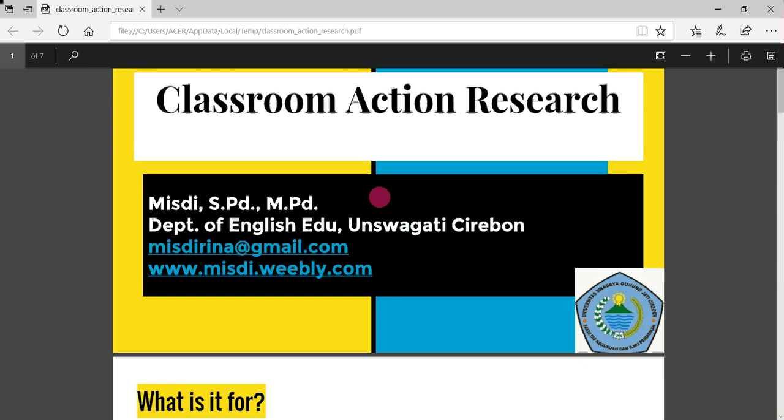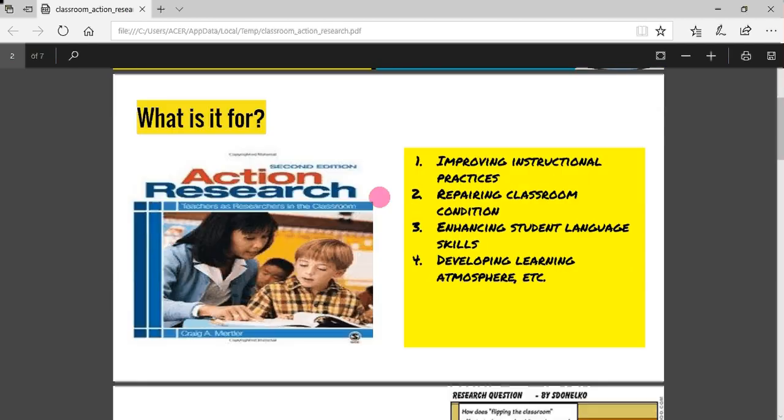And here we go to the first discussion. Classroom action research, what is it? You can see here from your slide, everyone. Classroom action research is used for improving instructional practices. It is also used for repairing classroom condition, enhancing student language skill, and developing learning atmosphere, and so on.